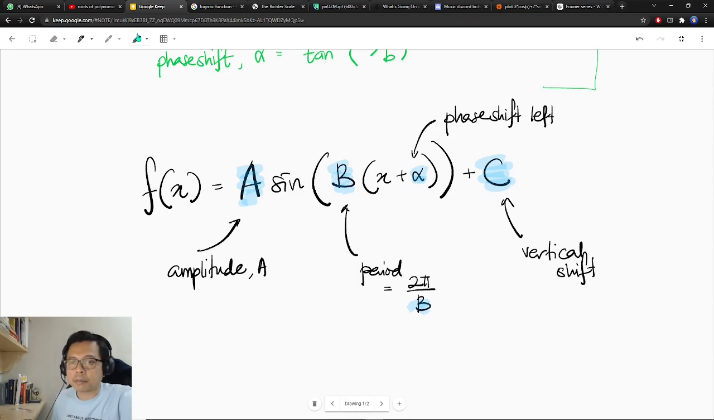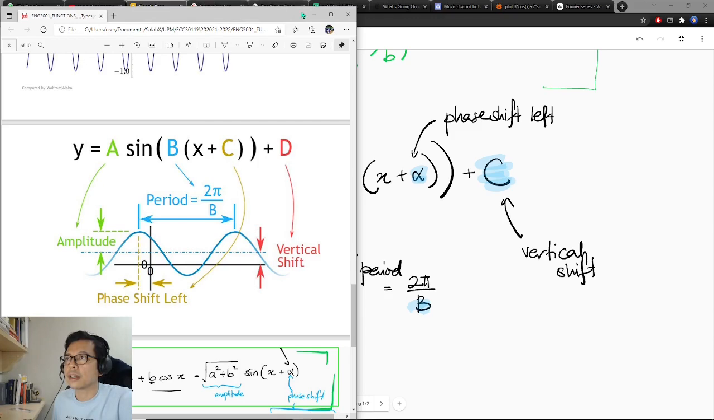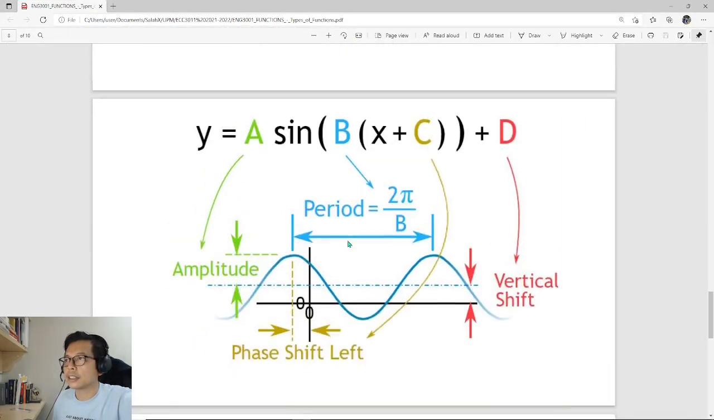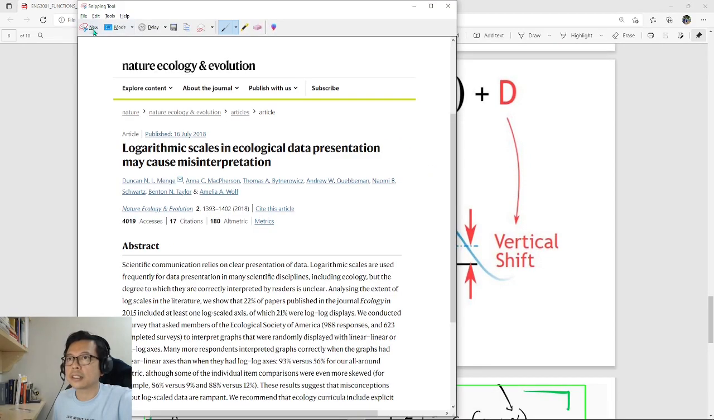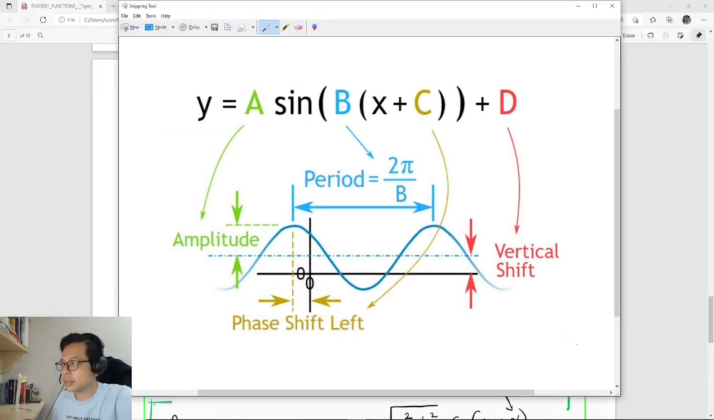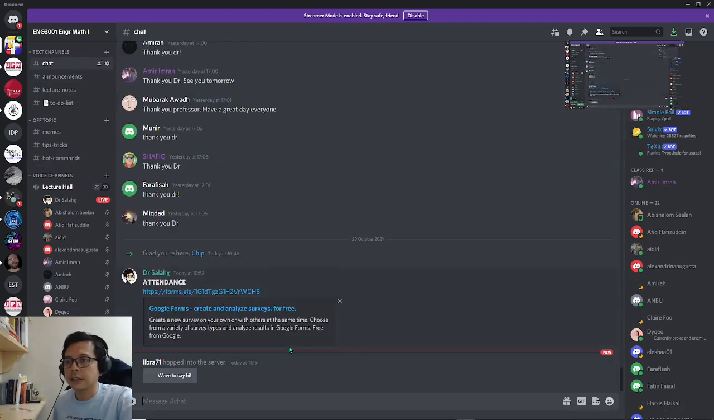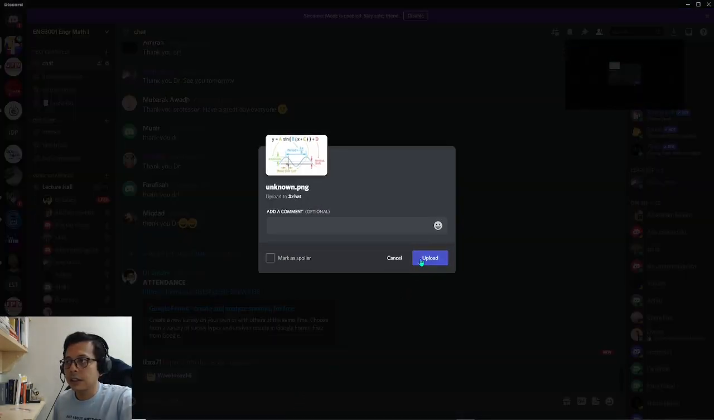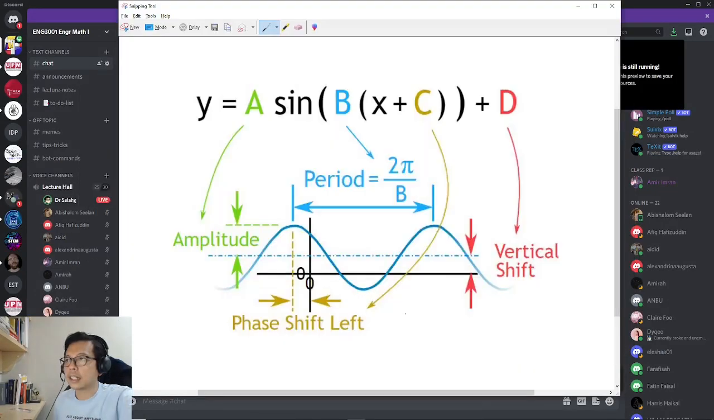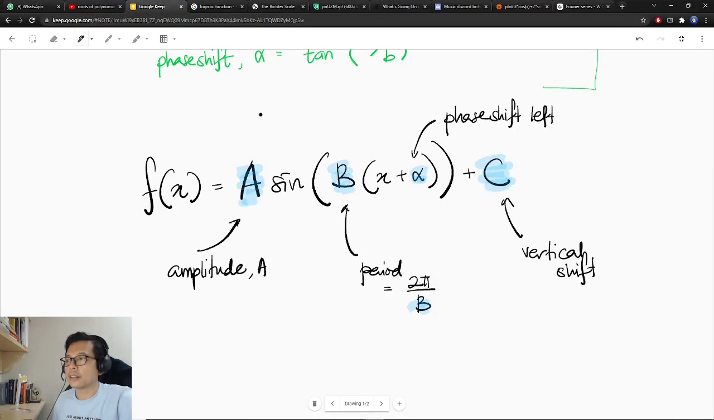I think I got a picture. It's better for you to understand. Okay, I think this one. Can you see this? Let me copy and paste this into the chat box. Ta-da. See? Upload. Okay, keep this in your notes. So this is the same as what I've written here. It's the same thing.